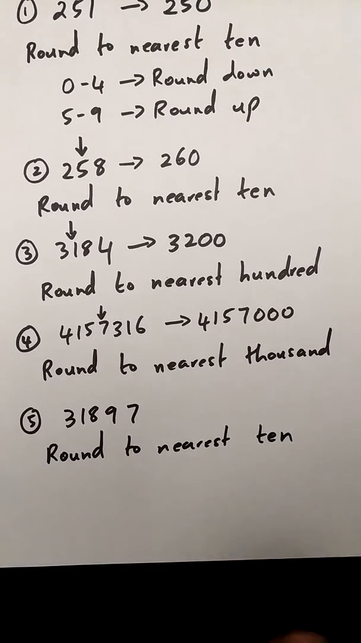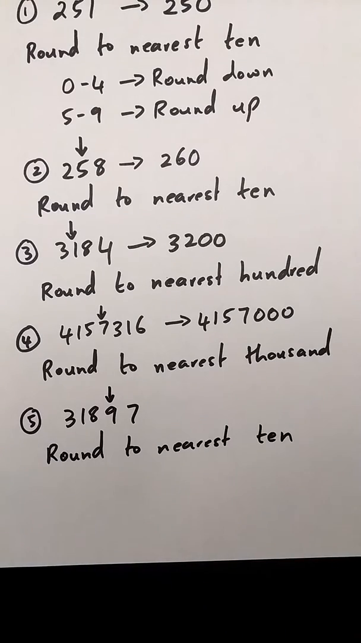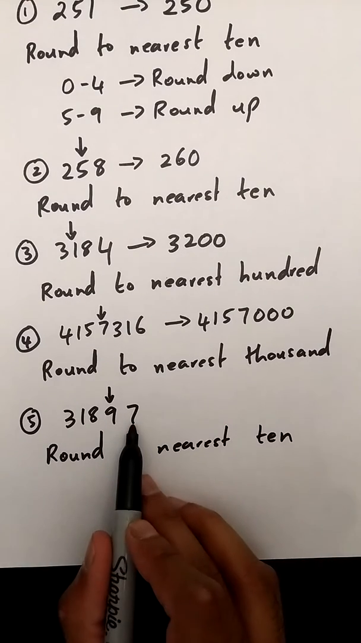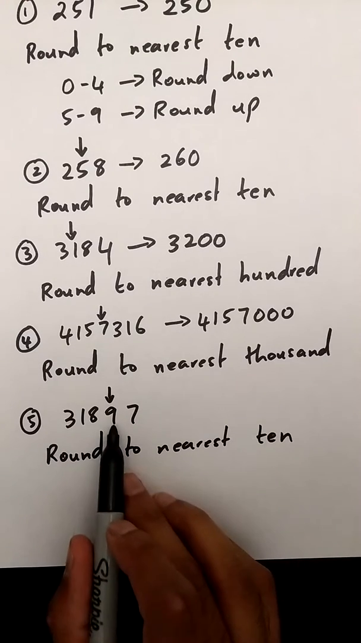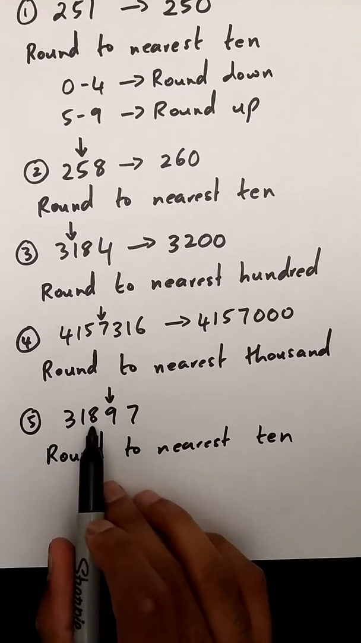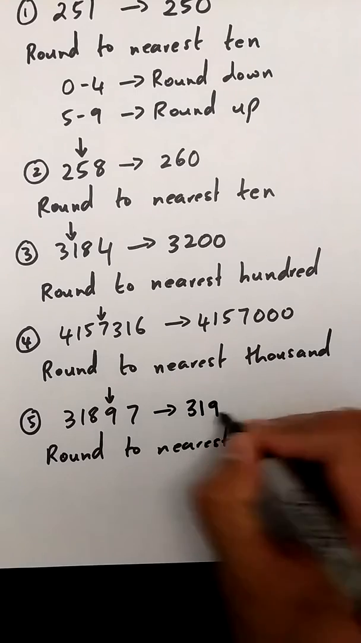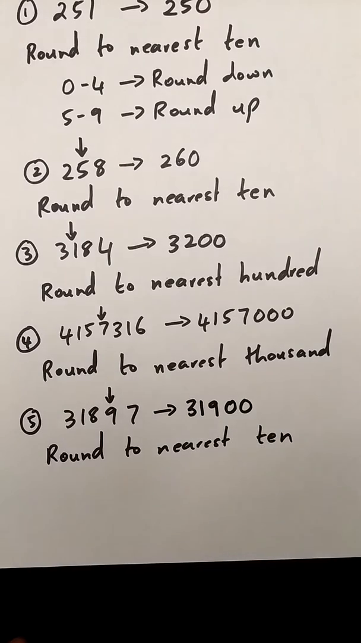Okay, so if we're rounding this number to the nearest 10, again, that's my 10 column. If I look at the next number, it's a 7, so I'm going to round up. But if I add 1 to this number, it basically becomes 10, which means that you will replace this number with a 0, and you will add 1 to the next number in this. So if I was rounding this to the nearest 10, it would be 31,900.